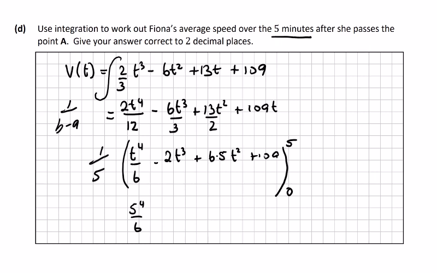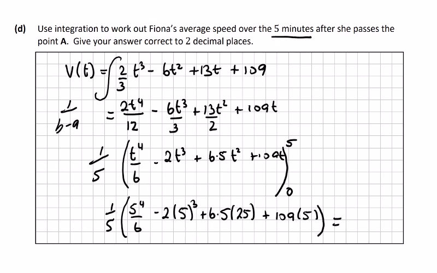Just be careful. 5 to the power 4 over 6, a fifth of all this, minus 2 by 5 cubed, plus 6.5 by 25 for 5 squared, plus 109 by 5. And type this into a calculator twice just to double check what it comes out as. The inside bracket's coming out at 561 and 2/3, or 561.67, divided by 5, 112.33 kilometers an hour for her average speed.